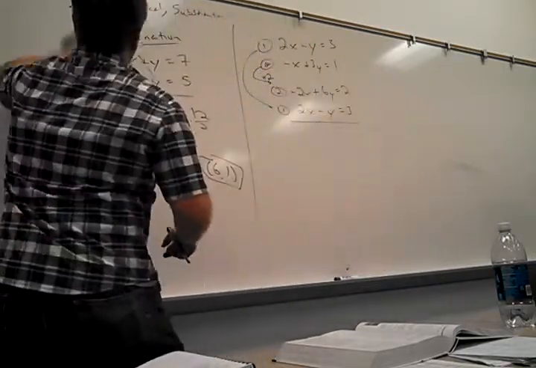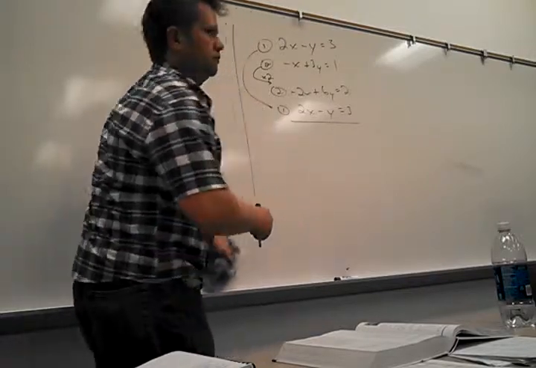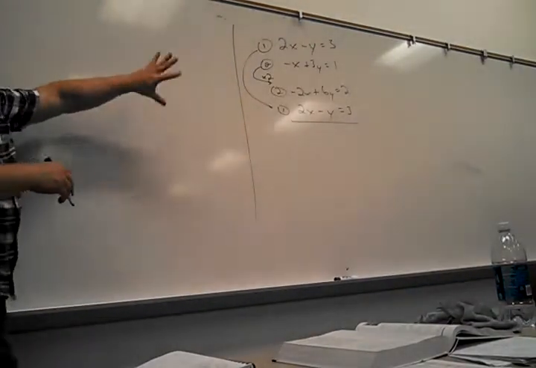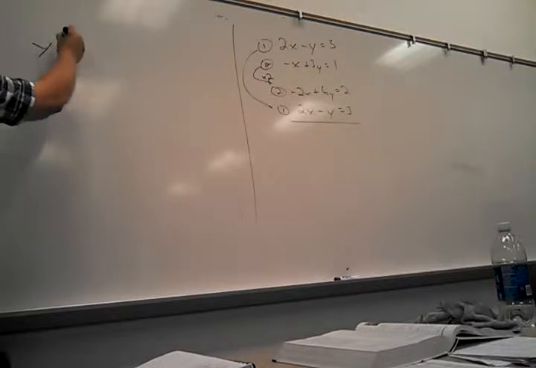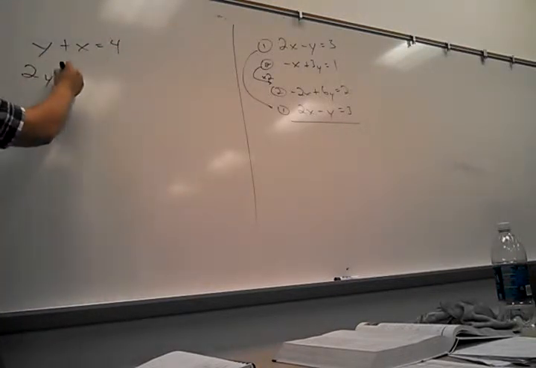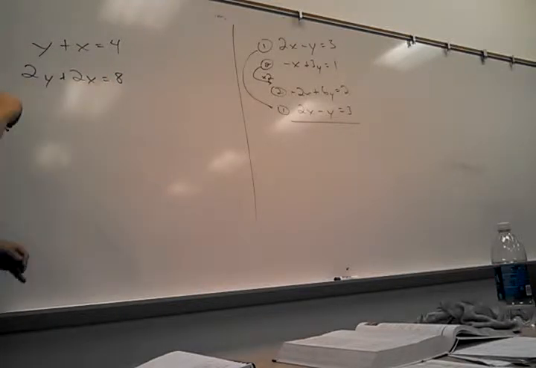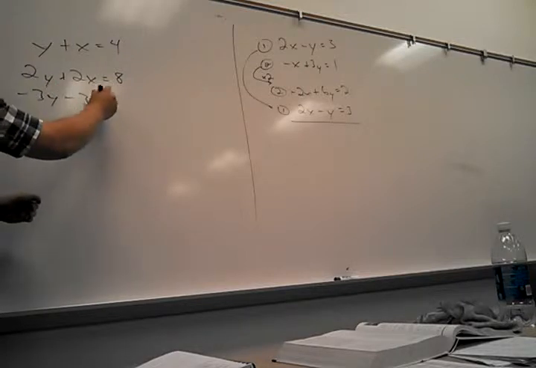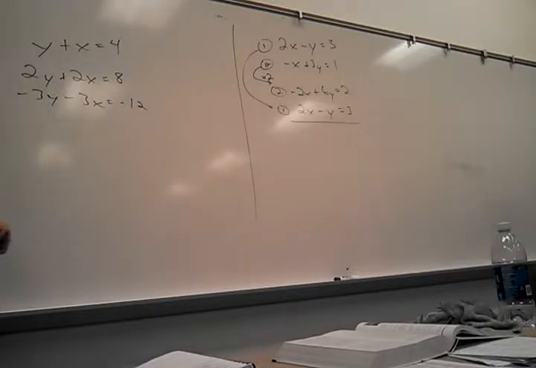So, let me back up, before we keep going. If I have y plus x equals 4, isn't that the same thing as 2y plus 2x equals 8? Because I just doubled both sides, right? Which is the same thing as negative 3y minus 3x equals negative 12, because I multiply everything by negative 3. All of those, is that cool? Is that the same thing? Don't think to yourself, why would I do that? Is that okay to do? Is that allowed?